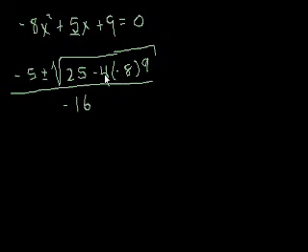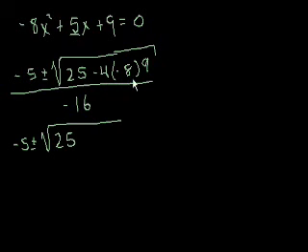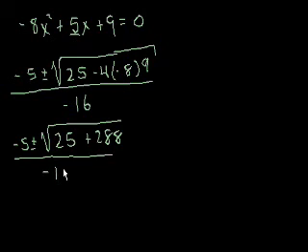So let's simplify this expression up here. Well, that's equal to minus 5 plus or minus the square root of 25. Let's see. 4 times 8 is 32, and the negatives cancel out. So it's positive 32 times 9. Positive 32 times 9, let's see. 30 times 9 is 270. It's 288, I think, right? 32, 30, 270. And then we have 288. We have all of that over minus 16.